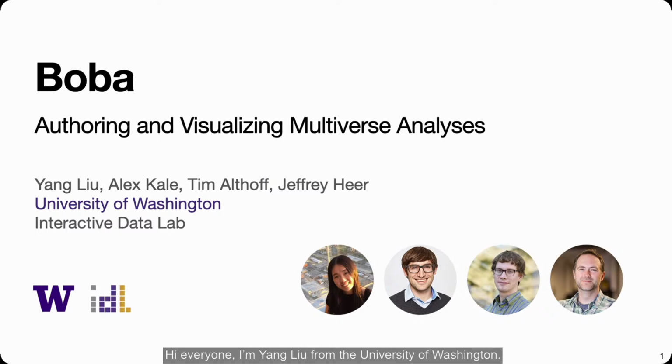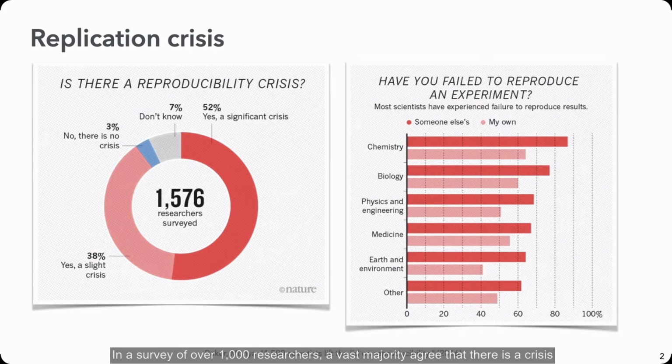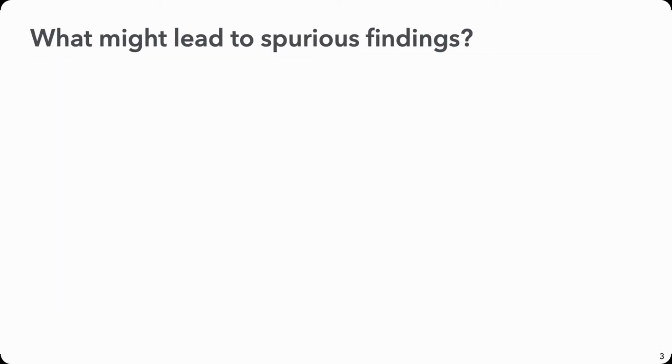Hi everyone, I'm Yang from the University of Washington. Today I'm going to present Boba, authoring and visualizing multiverse analysis, which is a project with Alex Kale, Tim Althoff, and Jeff Heer. Over the last decade, a replication crisis has stirred many scientific disciplines. In a survey of over 1,000 researchers, a vast majority agree that there is a crisis, and most of them have experienced failures to produce results.